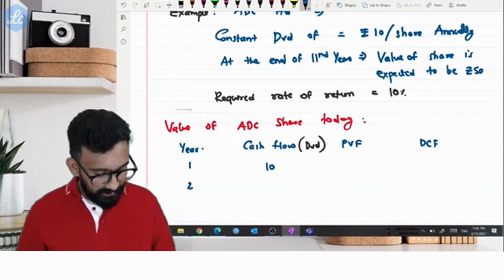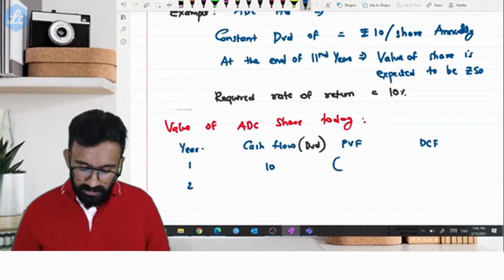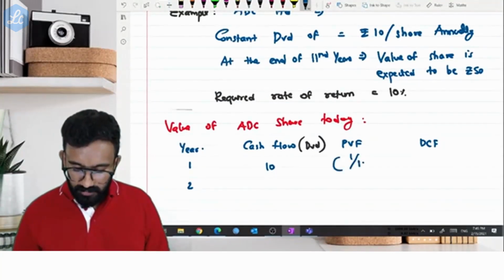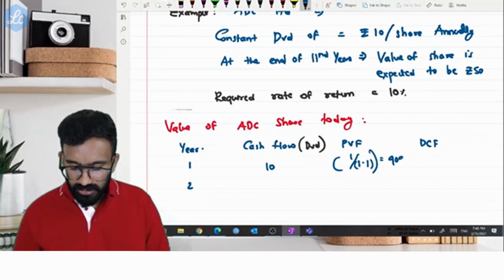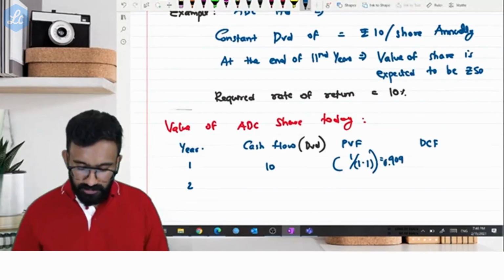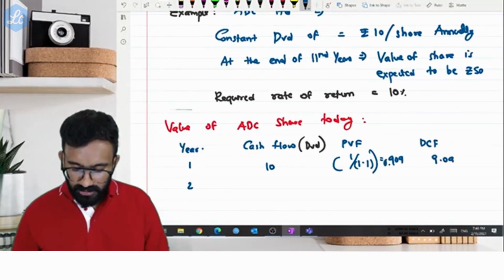What is my present value factor? It will be 1 divided by 1.1, which we already know, 0.909. So it will be 9.09.